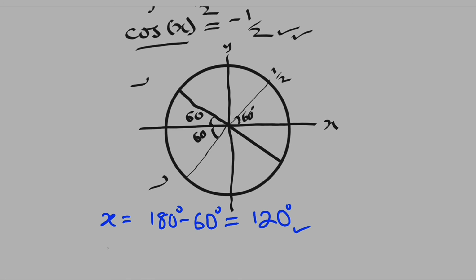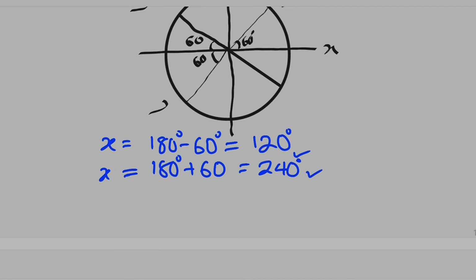Now let us take the other one, which is in the third quadrant. You have already seen that this is 180 degrees, but we have 60 extra. This means that we are going to add 60 degrees onto 180 degrees. So the value of x in the third quadrant will be 180 degrees plus 60 degrees, which is equal to 240 degrees. This is our second value.